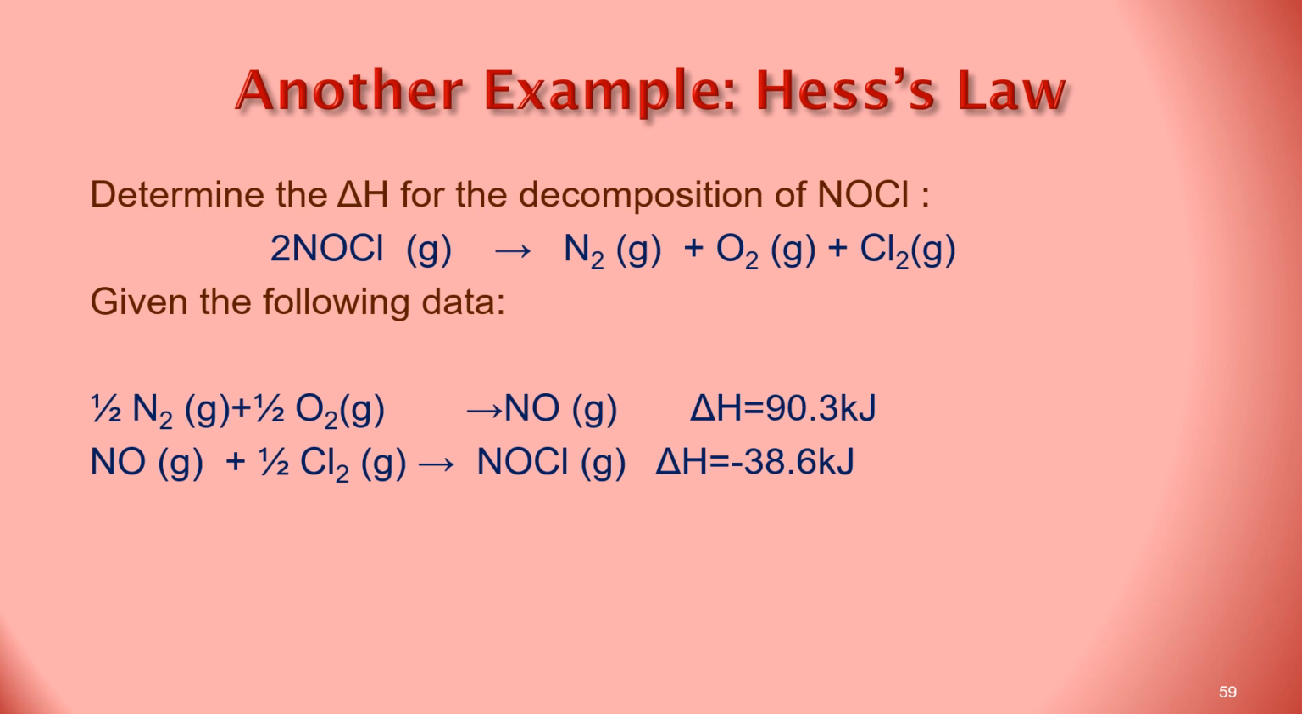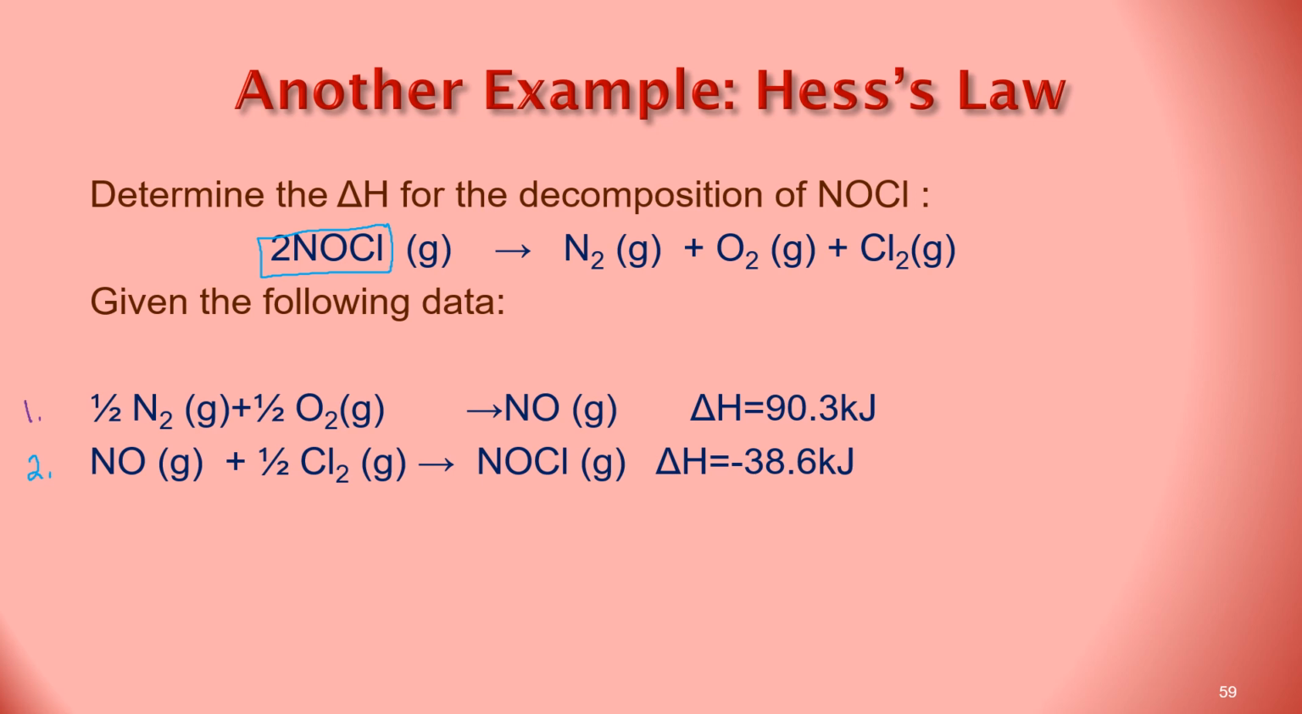Let's determine the delta H for the decomposition of NaCl according to this reaction. 2 NaCl to give me N2 plus O2 plus Cl2. So given this data, let's number these 1 and 2. Let's do another color. All right. Again, there's more than one way to start. I'm going to start by trying to get 2 NaCl on the reactant side. And again, like I said earlier, in this case, I don't think there's anything that shows up in both, well, except the NO, which hopefully will cancel because that's what we're trying to do here.